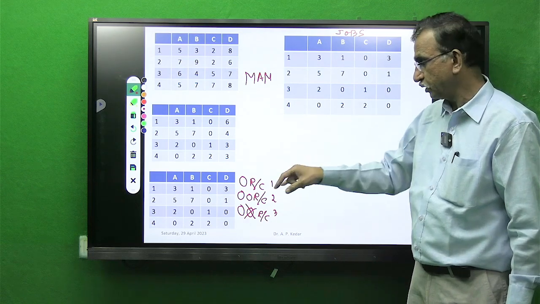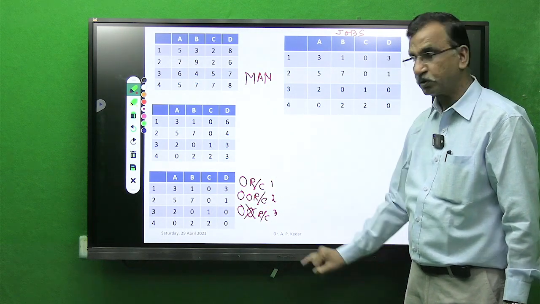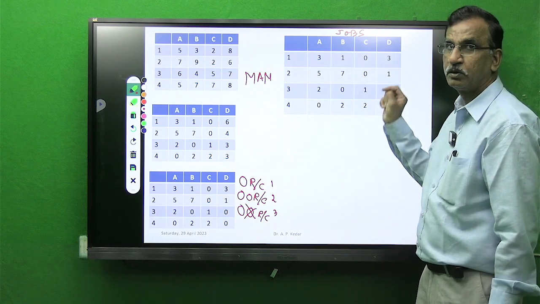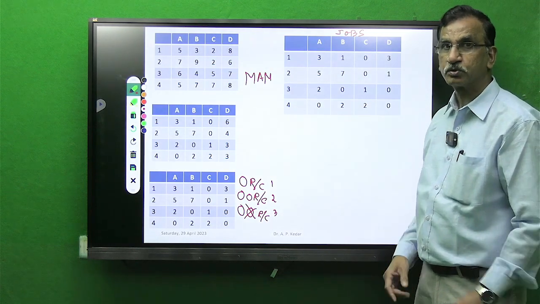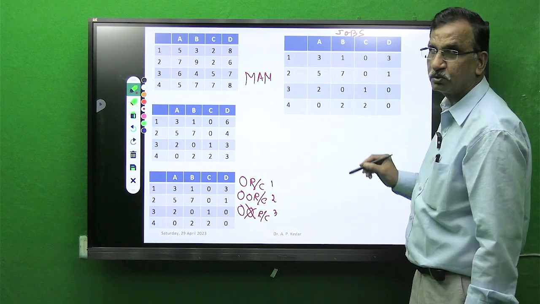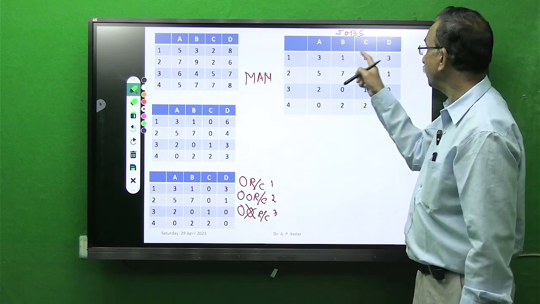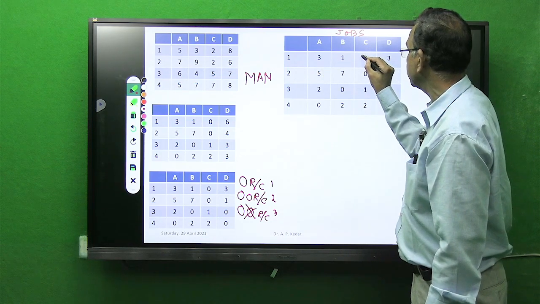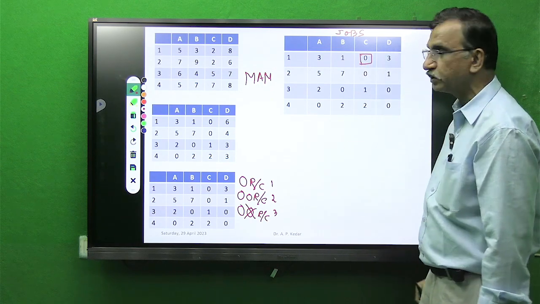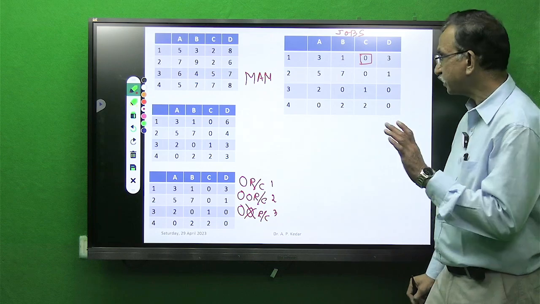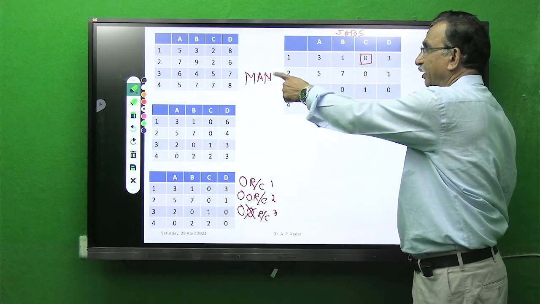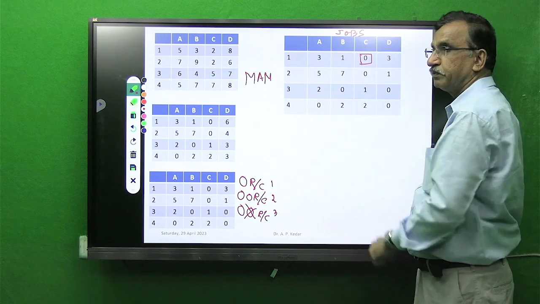I will search for a row with a single 0. Now here fortunately we got a 0 in the first row. So our task is to assign this 0 in that cell 1C. So how is the assignment done? The process is, you have to mark that 0 with a square. Right now my assumption is that I have assigned man 1 to job C.